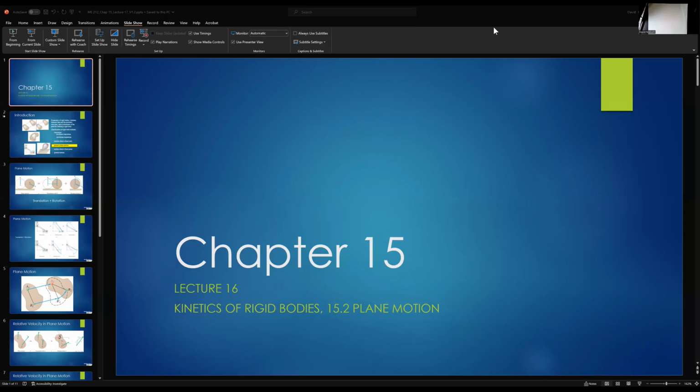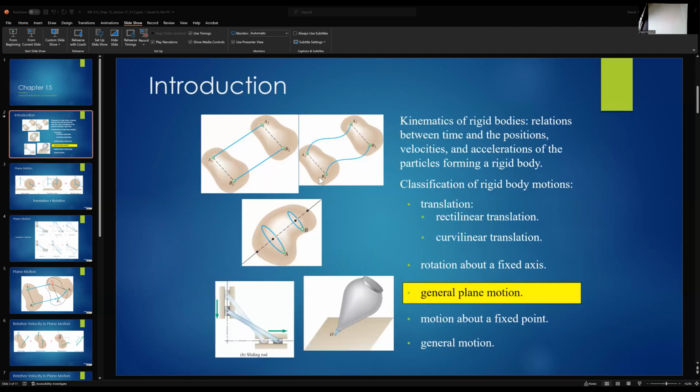Okay, this is lecture 16, chapter 15. On lecture 15, which we had on Monday, yesterday, 5/8, we discussed the basics of chapter 15. And as you recall, we talked a little bit about translation with rectilinear motion, curvilinear motion, and then we did an example of fixed axis rotation.